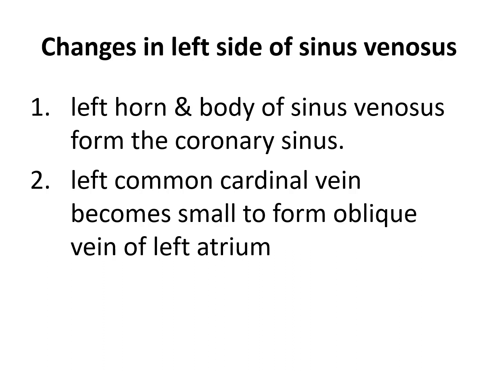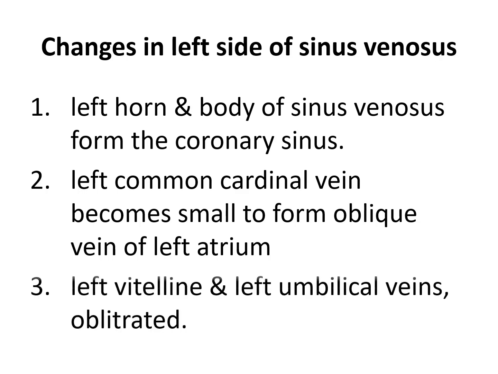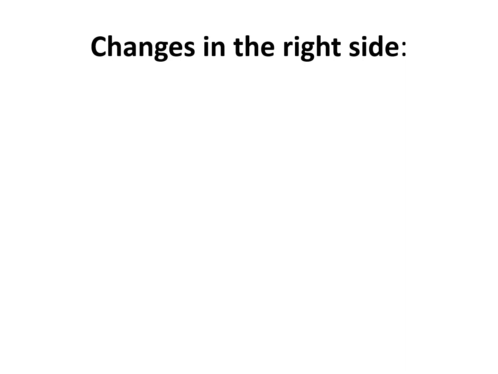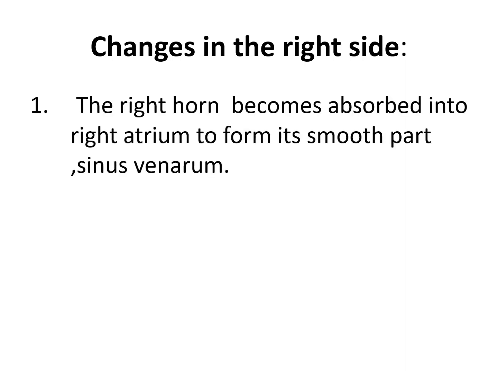The left common cardinal vein becomes small to form a very small, non-important oblique vein of the left atrium, and the left vitelline vein and the left umbilical vein will be obliterated. The left umbilical vein is obliterated with birth of the baby. What is more important are changes on the right side, and here the right horn becomes absorbed into the right atrium to form its smooth part, which we sometimes call sinus venarum. Okay, so this is very important.